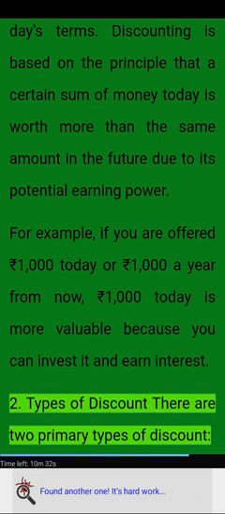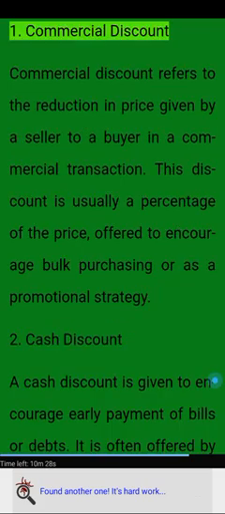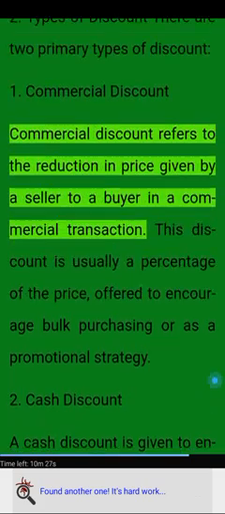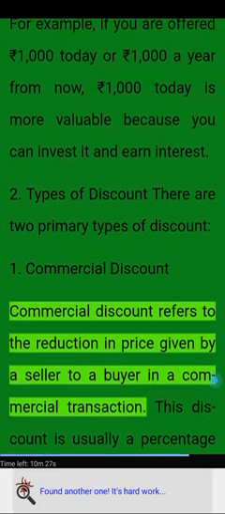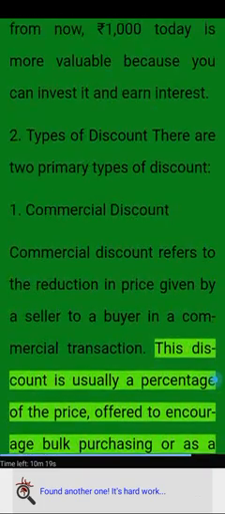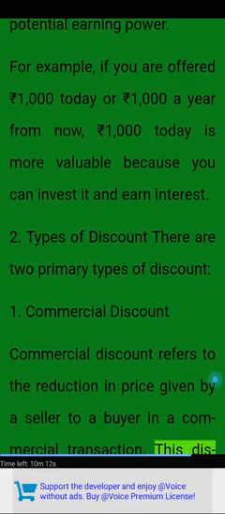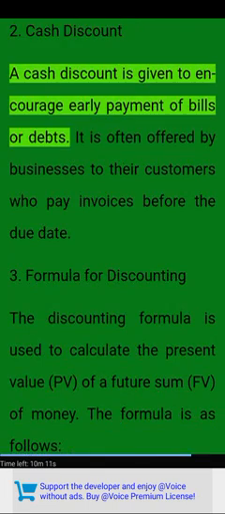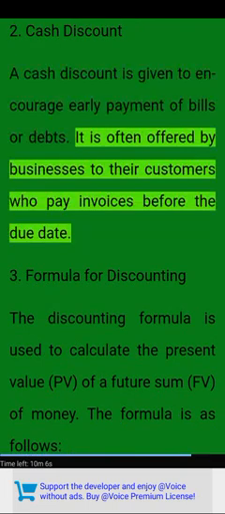2. Types of discount. There are 2 primary types of discount. 1. Commercial discount. Commercial discount refers to the reduction in price given by a seller to a buyer in a commercial transaction. This discount is usually a percentage of the price, offered to encourage bulk purchasing or as a promotional strategy. 2. Cash discount. A cash discount is given to encourage early payment of bills or debts. It is often offered by businesses to their customers who pay invoices before the due date.